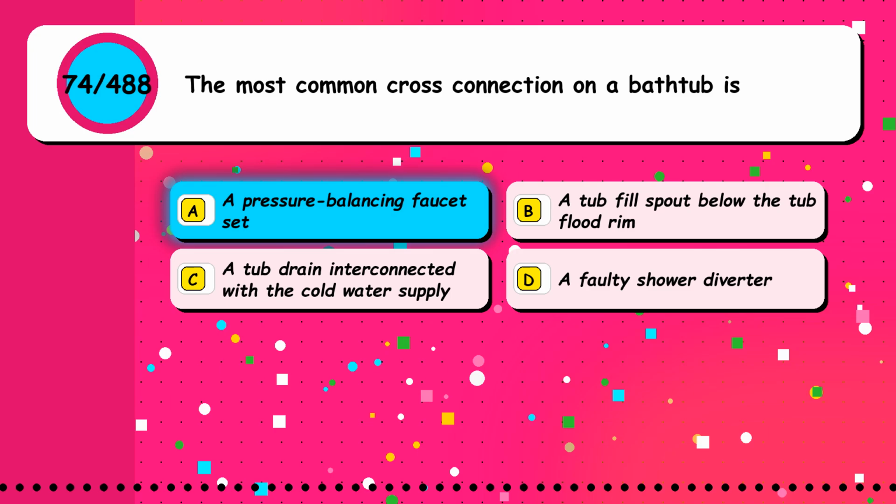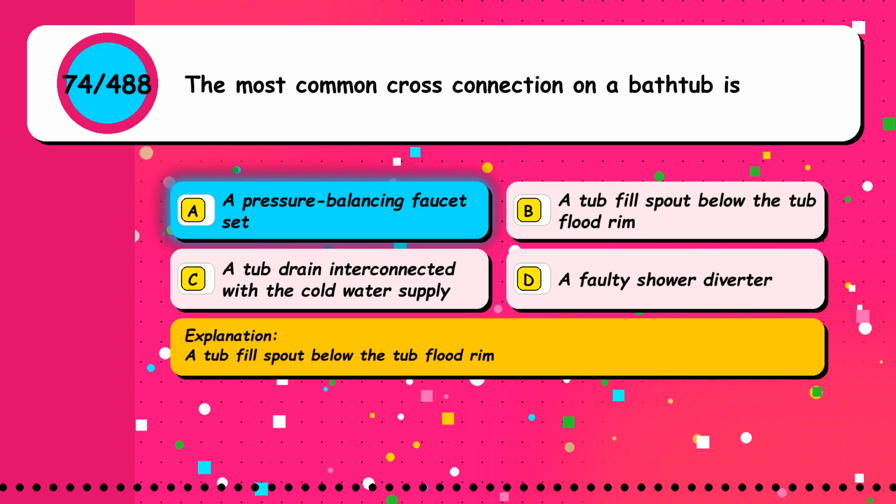The correct answer is option A. A pressure balancing faucet set. A tub fill spout below the tub flood rim.